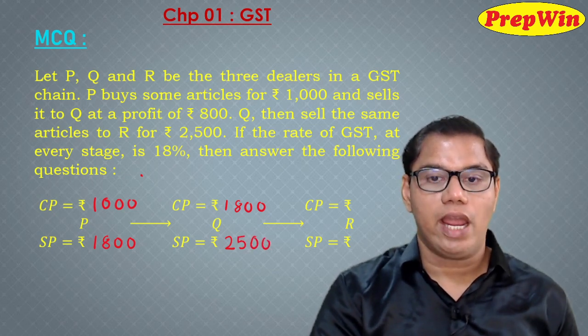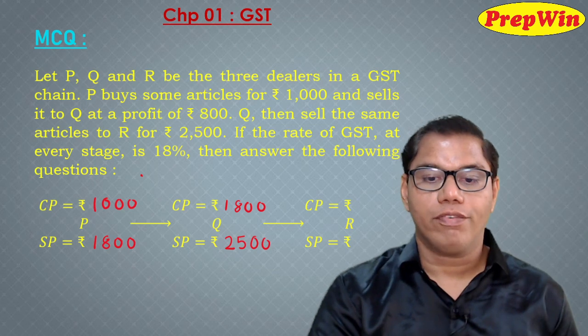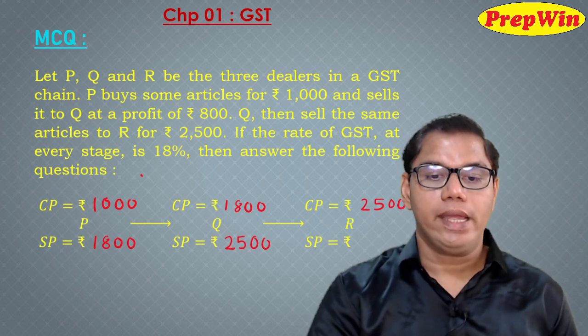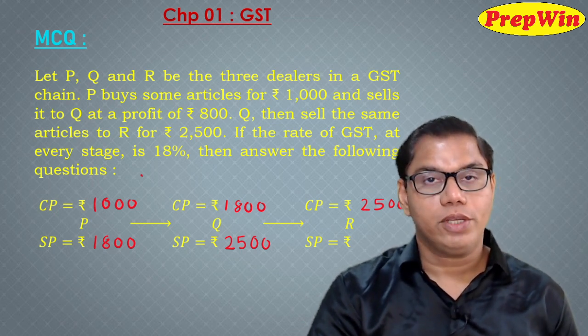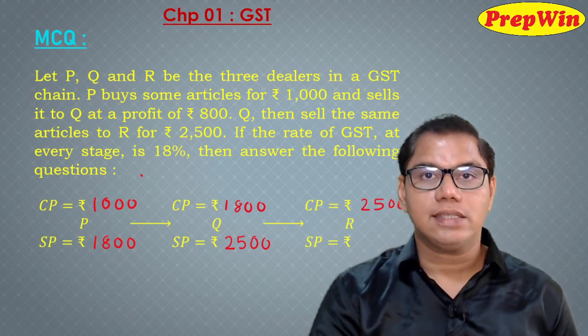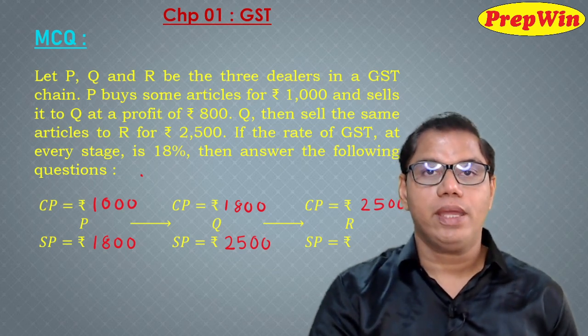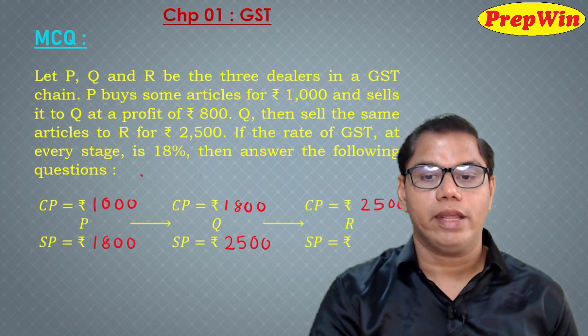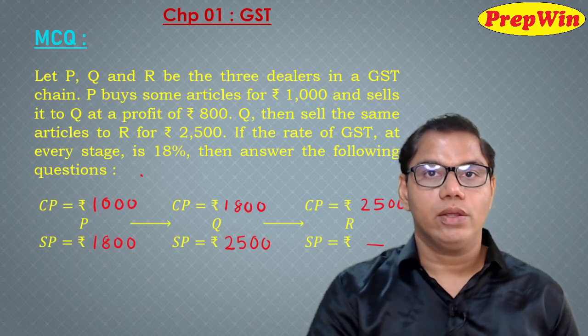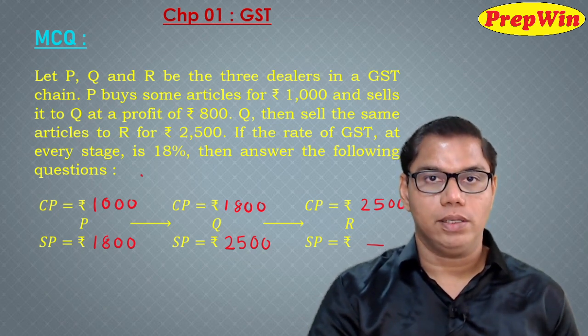So this is a chain. So cost price of R will be 2500, because R is buying an article from Q. So what happens next? Is R selling this article? No. Maybe he is using this article for himself. So there is no selling price for R. So this chain you have to understand properly.